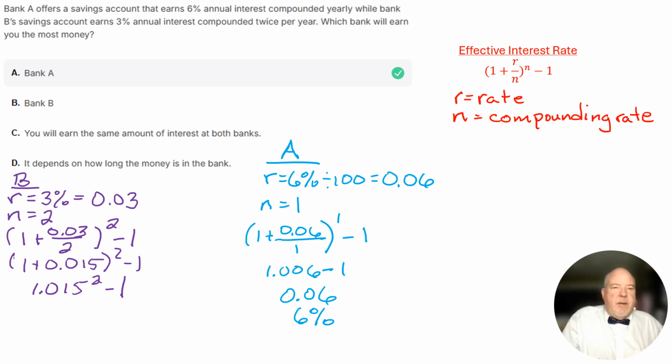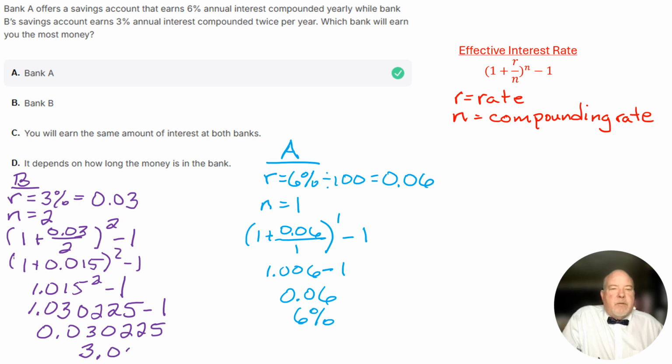Through the magic of video, I am back. So when I squared that, it came out to 1.030225, and then minus 1. So when I subtract 1 from that, it comes out to 0.030225, which I'm just going to round to 3.02%. And so now we can compare the effective interest rates, and Bank A has a higher effective interest rate, so the answer would be Bank A.